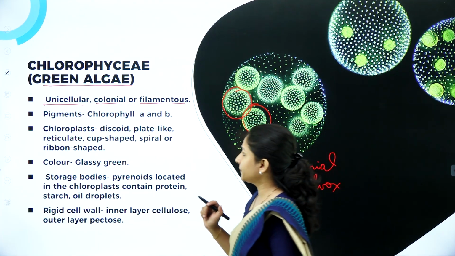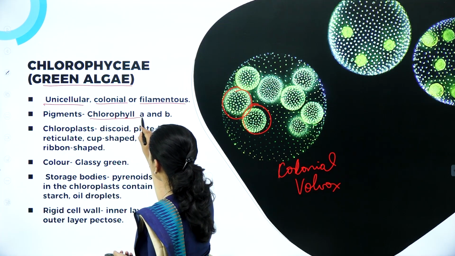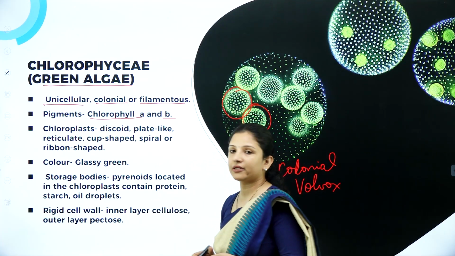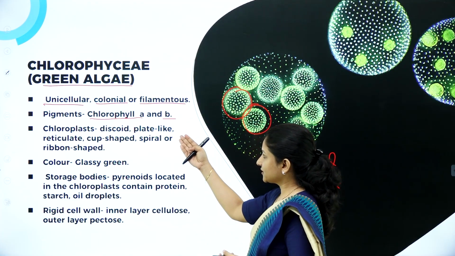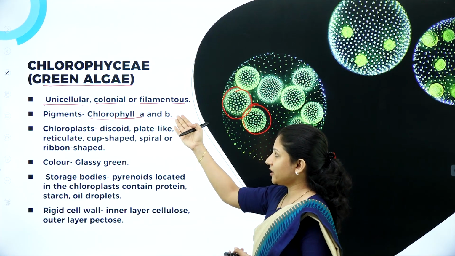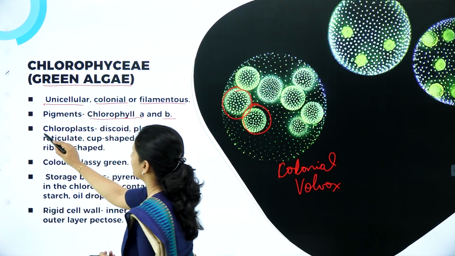So which type of chlorophyll pigment do they have? They have chlorophyll A and chlorophyll B. These are the two pigments that are present in them. And where are these pigments present? These pigments, chlorophyll A and B, are present in structures called chloroplasts.